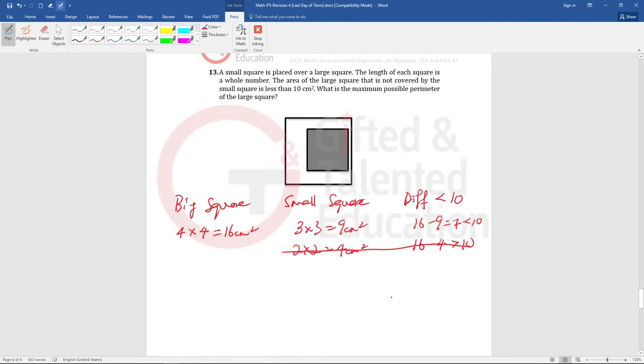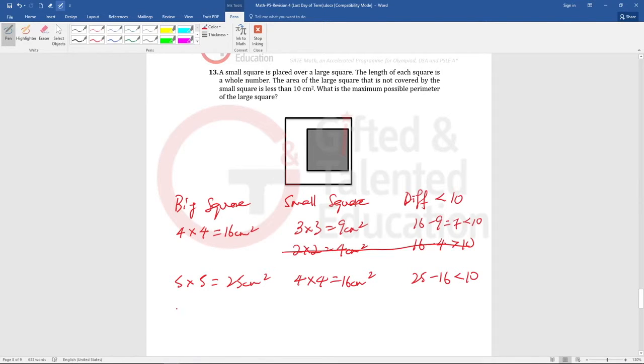And if we further increase the area of the big square to 5 times 5, which is 25 cm square, the possible area of the small square would be 4 times 4, which is 16 cm square, because the difference between 25 and 16 is less than 10.